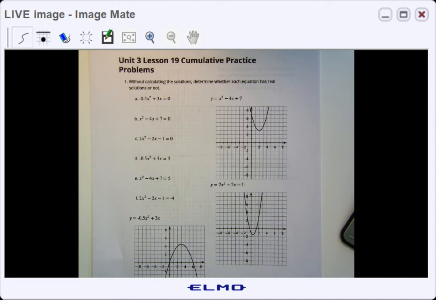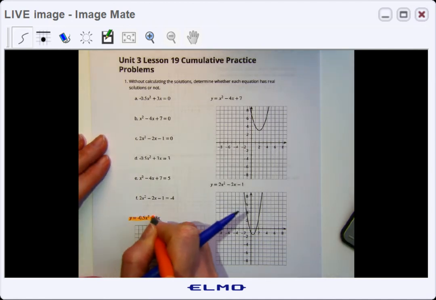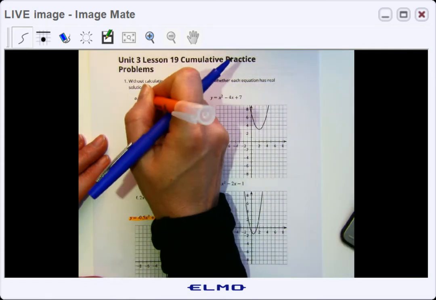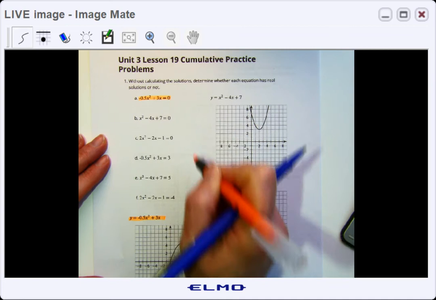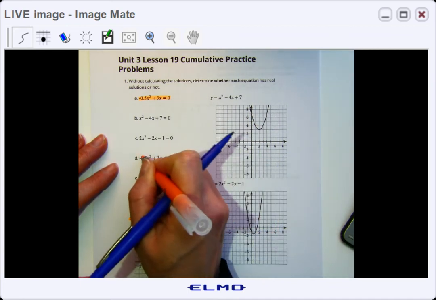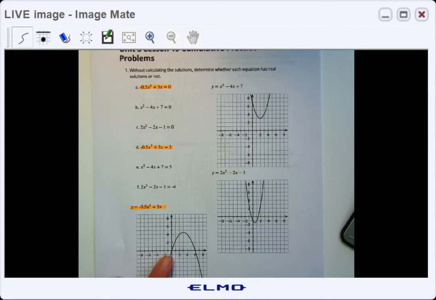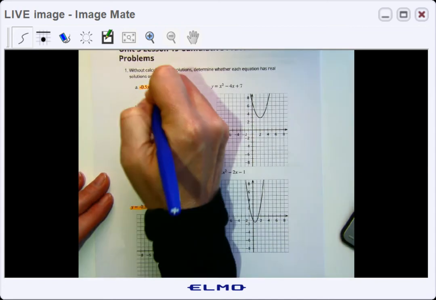Well, I noticed that there's some graphs given here and that each of these equations correspond to one of the graphs. So this graph, y equals negative 0.5x squared plus 3x, that's going to help me solve A and also D. Okay, so I'll use that graph there. So for A, equal to 0. Well, this is equal to 0 in two real places. So this is real.